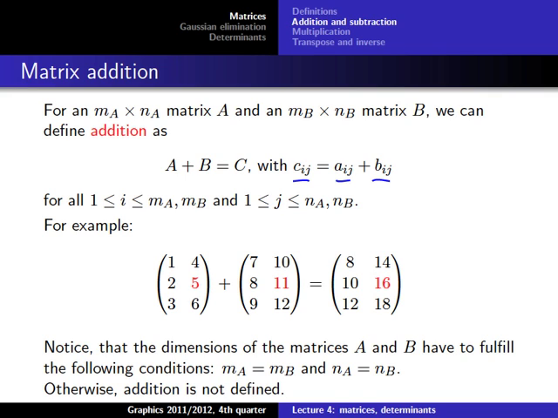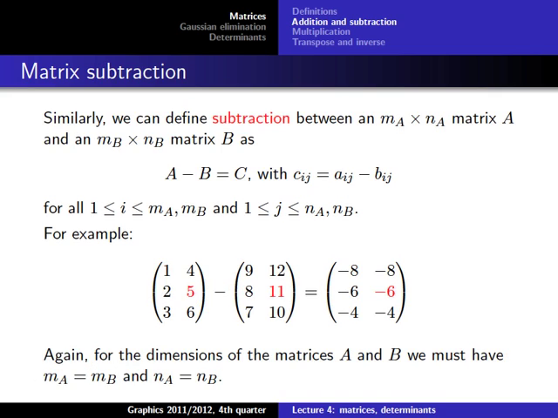So for example here, it's pretty basic. Here we have coefficient value 5, here we have 11. These are both at the same index position, so we add them up and we get 16. We see that this addition is only defined if we have matrices with the same dimension, and it also implicitly defines the dimension of the resulting matrix, which is again the same as the original one. So pretty straightforward. Similarly, we can define subtraction.